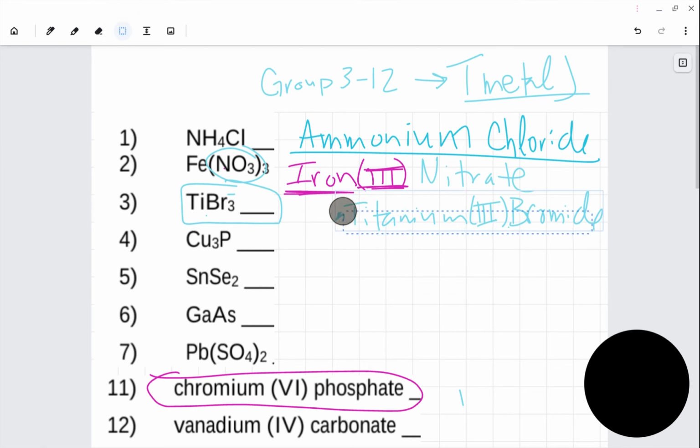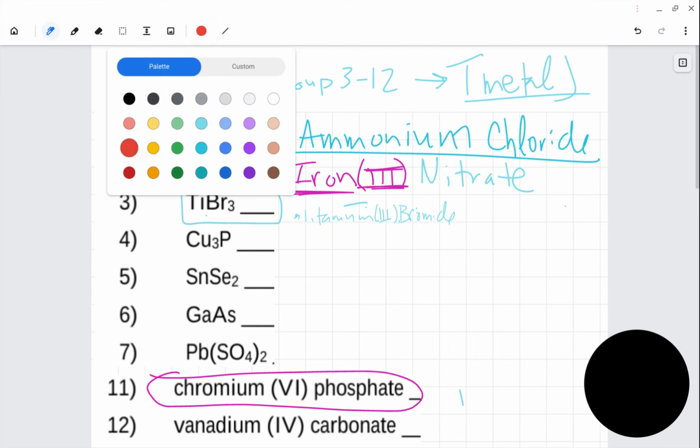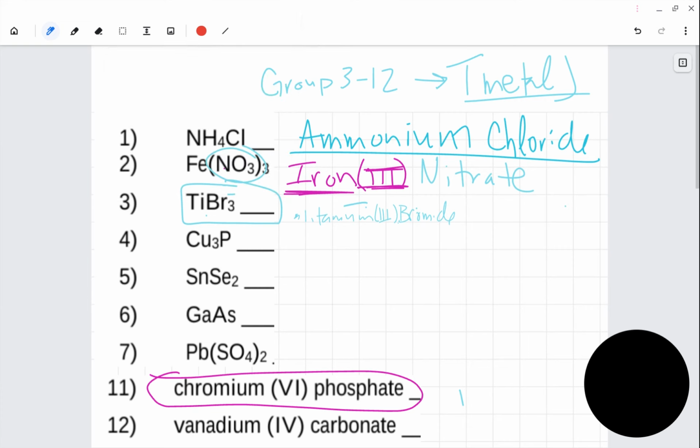So our next one is copper. I'll switch back to pink, to try to make it easier to see. Alright, so I've got copper. And I know, again, it's not pink.